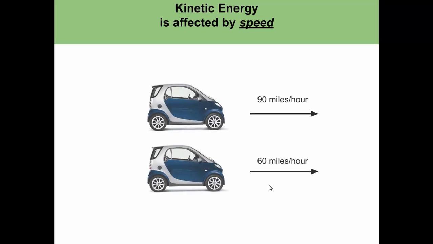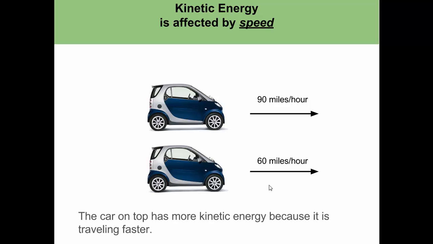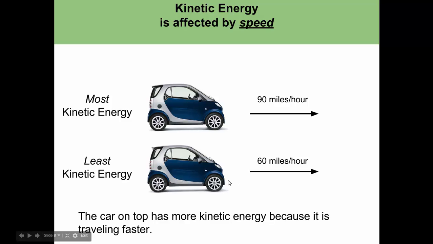So kinetic energy is affected by speed. If we have two cars with identical masses, the same car, one is traveling at 90 miles per hour, the other is traveling at 60 miles per hour. The car on top has more kinetic energy because it's traveling faster. So the greater the speed, the greater the kinetic energy. Up here we have the most kinetic energy, this one has the least kinetic energy.